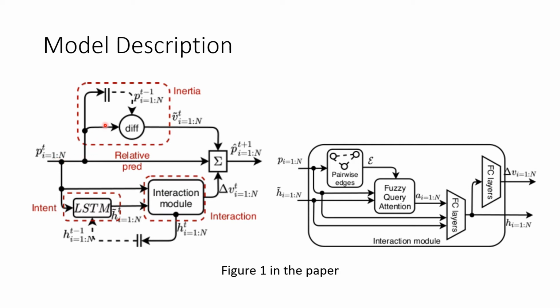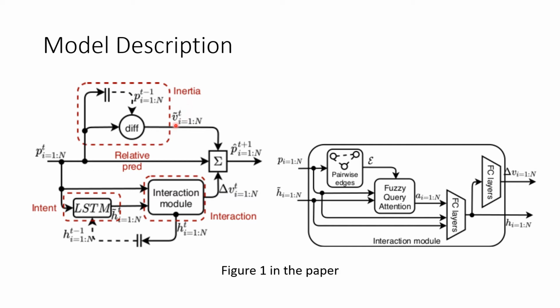So let's check the output, or the future predicted trajectories for each agent. It is the addition of the position for each agent, the constant velocity, which is the inertia, and the change in velocity resulting from the interaction module. This sum represents the future trajectory or positions for each agent. So now let's check each of these modules.